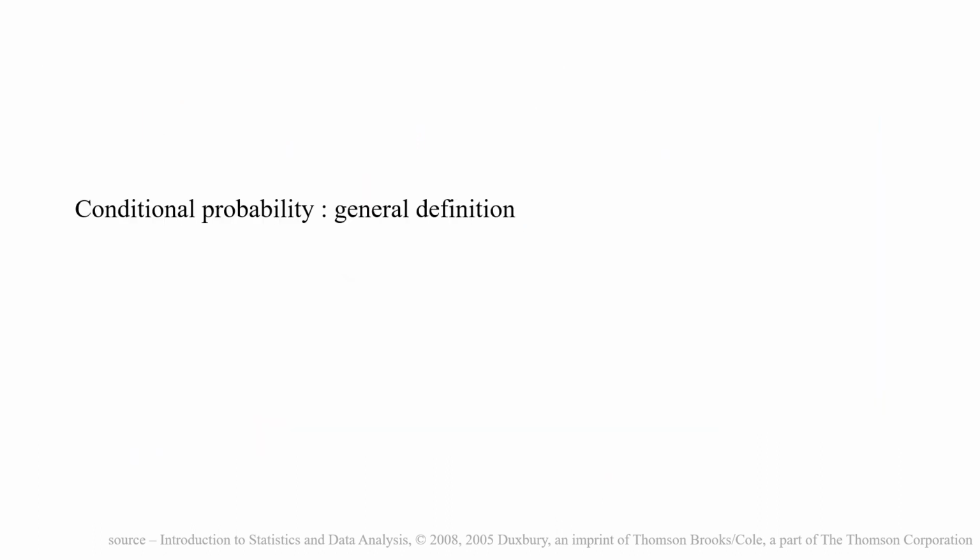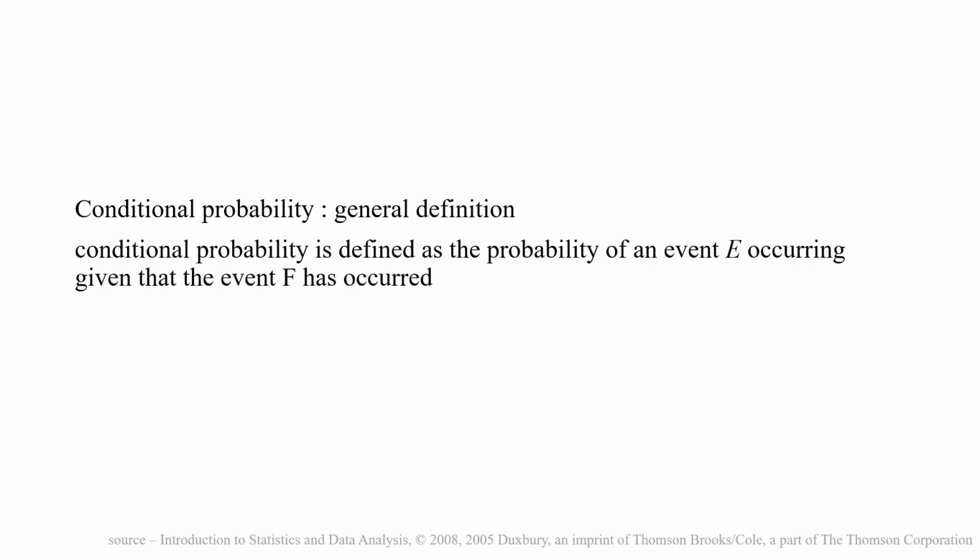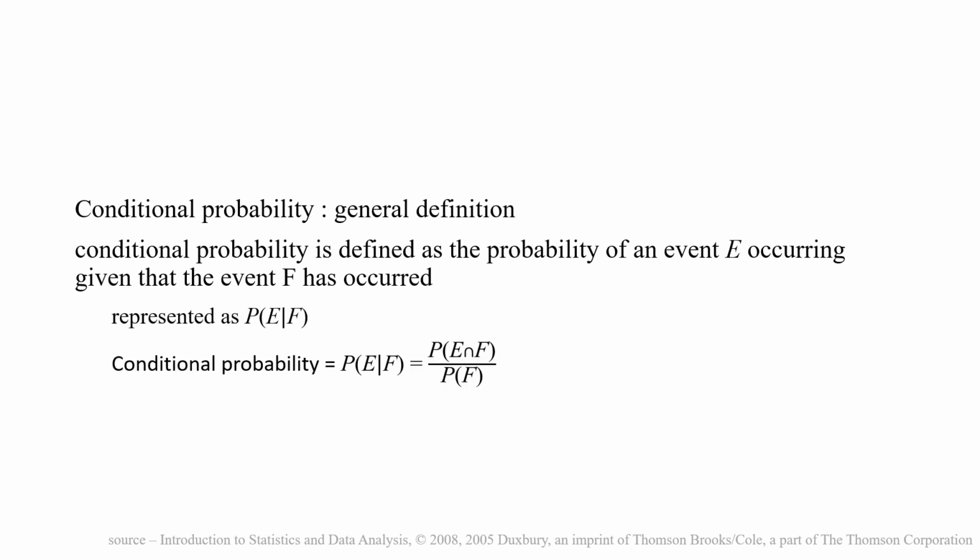Having understood conditional probability via an example, let's take a look at the general definition of conditional probability. In general, the conditional probability is defined as the probability of an event E occurring given that event F has occurred. Represented as probability of E given F, it is defined as the ratio of the probability of E intersection F to the probability of F.